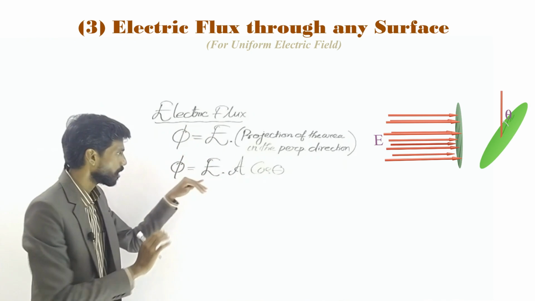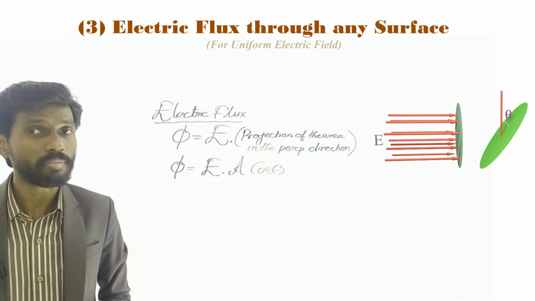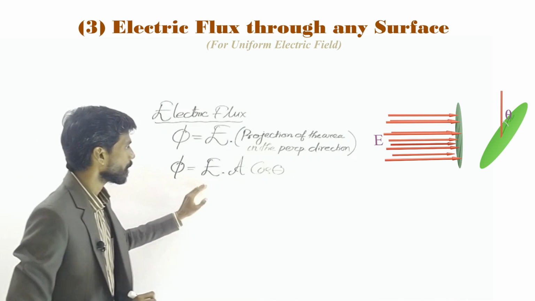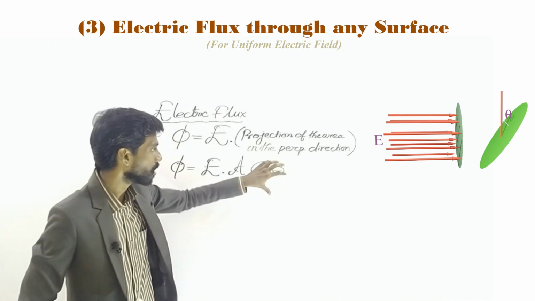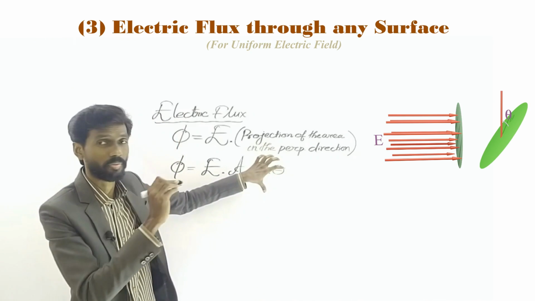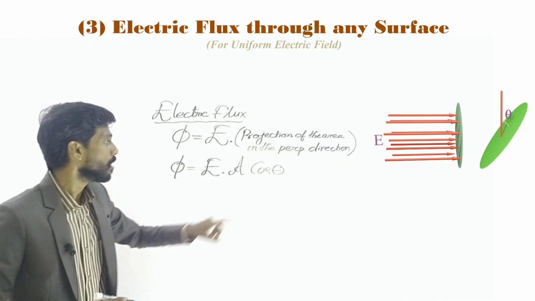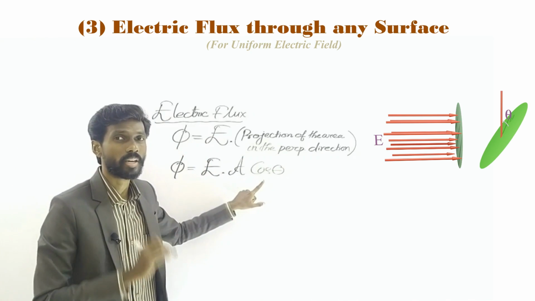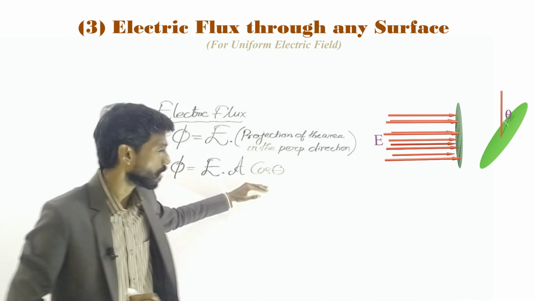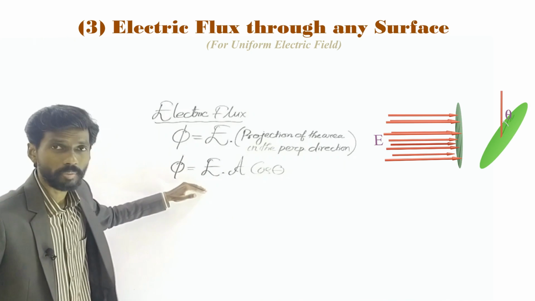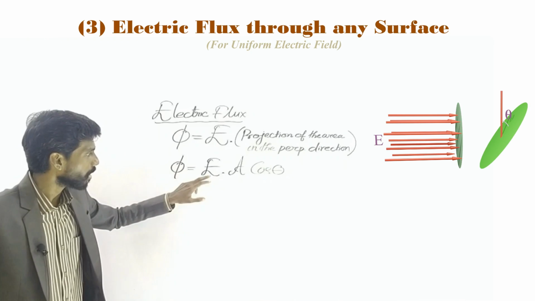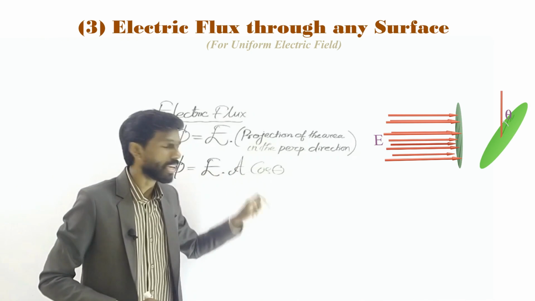So that's all. This is the formula for the electric flux. Do you understand? So E multiplied by A cos theta. This cos theta will not be there if the surface is already perpendicular to the electric field. But here it is not perpendicular, so this extra term, cos theta, is also to be used. Alright, done. Okay.